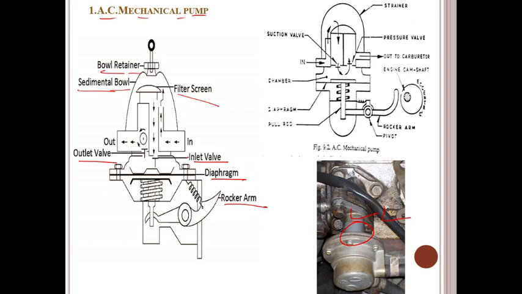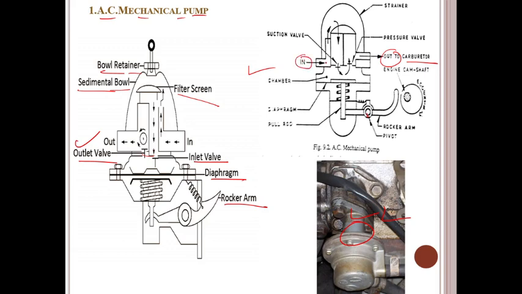The fuel enters through this inlet valve with the help of this rocker arm. When the rocker arm is operated, through this diaphragm, guys, the inlet valve opens. Then after that the fuel goes through the fuel filter screen, and then the fuel is passed into the IC engine. If you observe here, with the help of this rocker arm, this fuel pump is operated. This is the pivot end. This is the outlet to the carburetor.